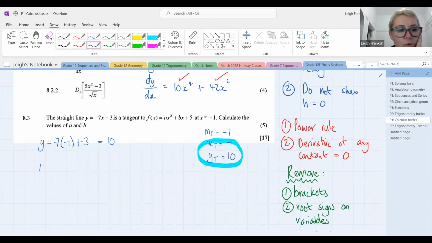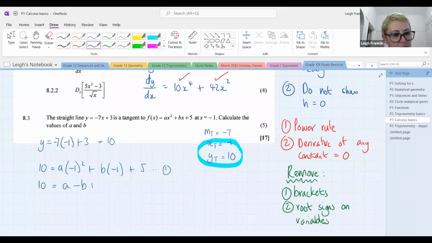So y, which is 10, is equal to ax squared plus bx plus 5. There's us making our first equation. Now let's just tidy up things a little bit. So we've got 10 equals 1a minus b plus 5, and then let's put like terms together. I'm going to take the 5 over to the other side, subtract it from 10, and we get 5 equals a minus b.